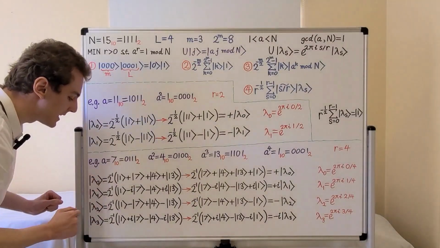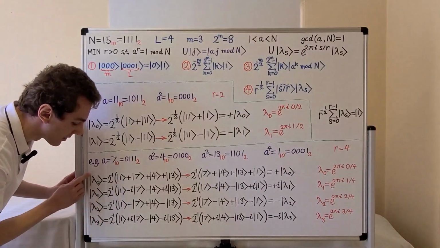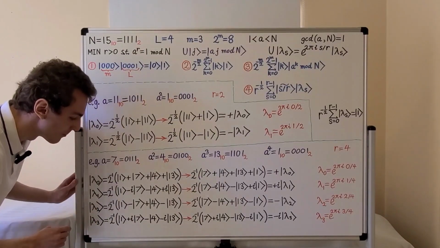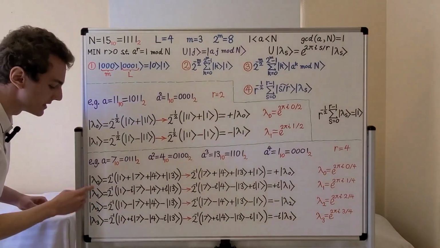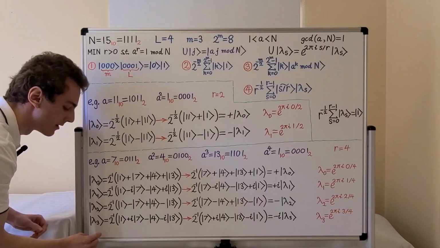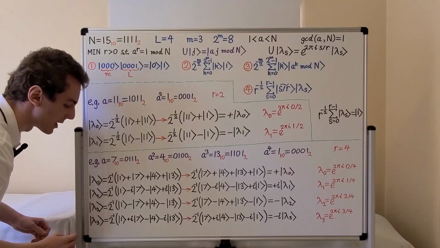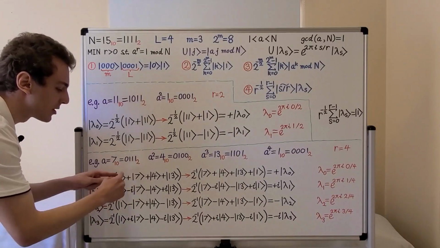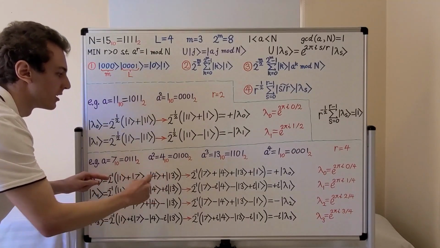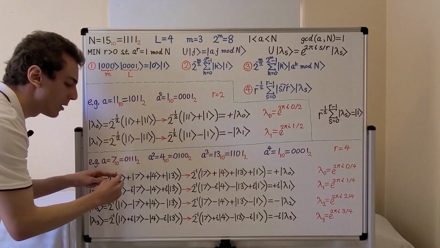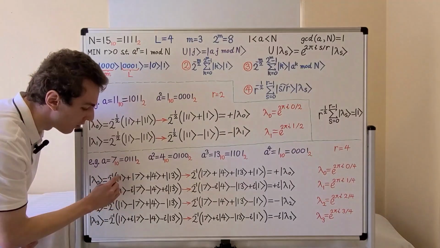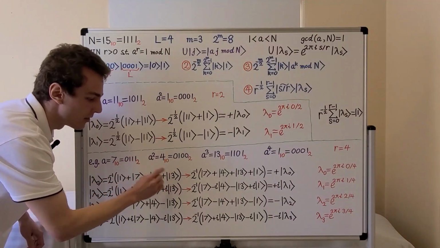So we can consider these 4 eigenstates over here. And the values of S are 0, 1, 2, and 3. So S goes from 0 up to R minus 1. This is 4 minus 1, which is 3. The normalization coefficient is now 2 to the minus 1. That's because we have 4 terms over here. Over here we just had 2 terms, but now we have 4 terms. So we're just taking a superposition of 1, 7, 4, and 13.